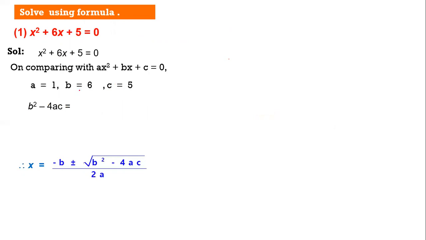So when I say b square, students, b is 6. So it becomes 6 square minus 4 as it is. A is 1 and c is 5. Now students, 6 square is 36 minus 4 into 1, 4, 4 5s are 20. Now 36 minus 20 becomes 16. So I got b square minus 4ac as 16. So I got the value of discriminant as 16.